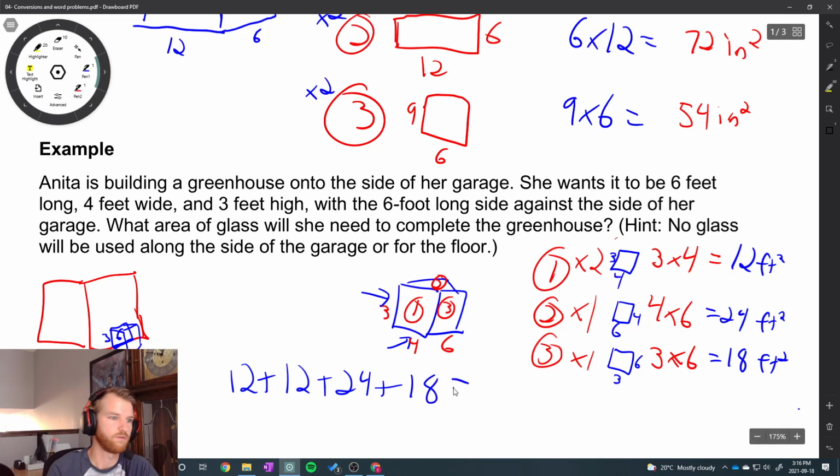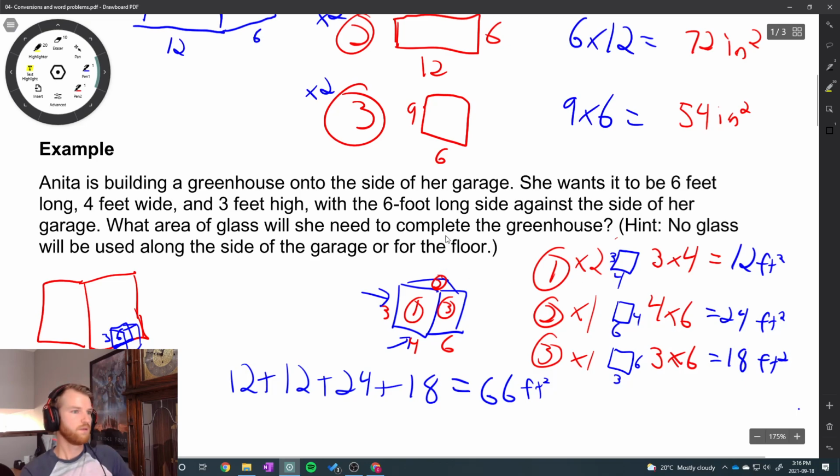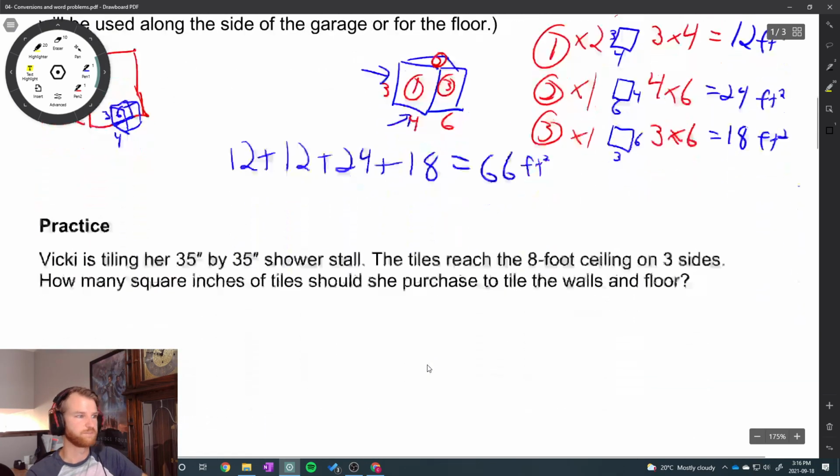Okay, so our final answer then is 12 plus 12 is 24, plus another 24 is 48, and plus 18, 66. Okay, so 66 square feet. So the trick there is just which of those sides are we actually counting.